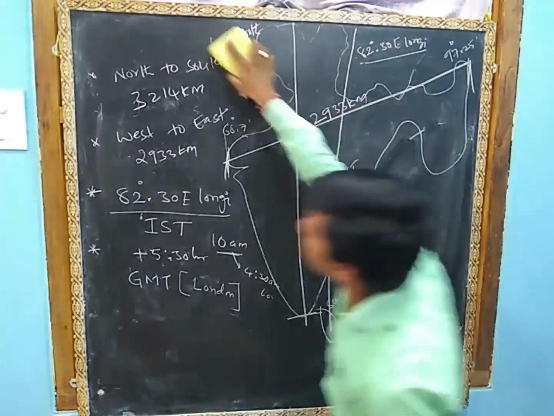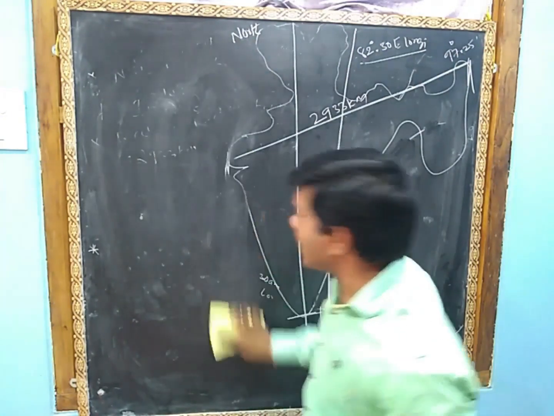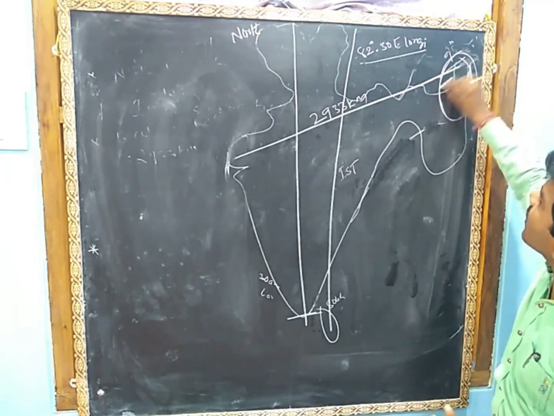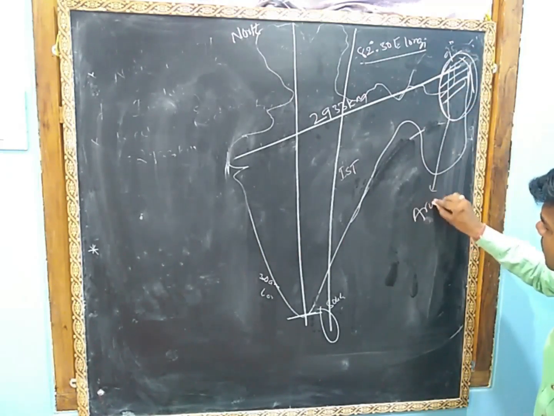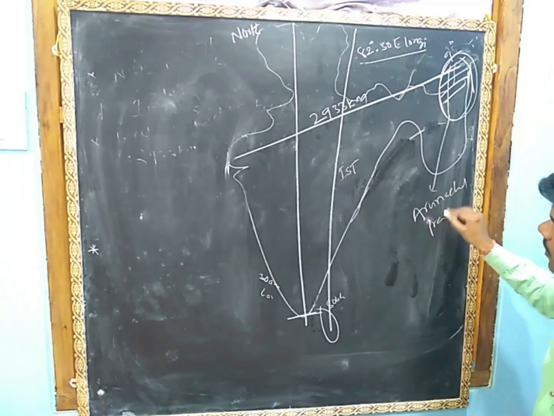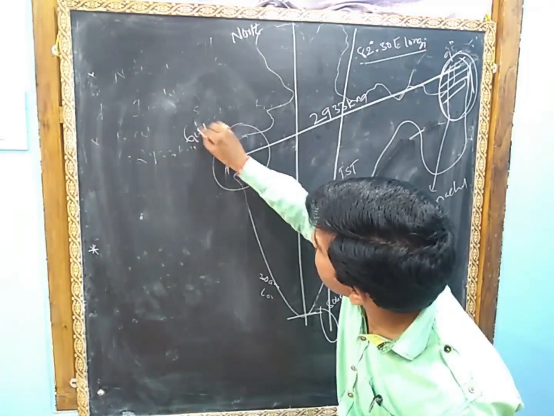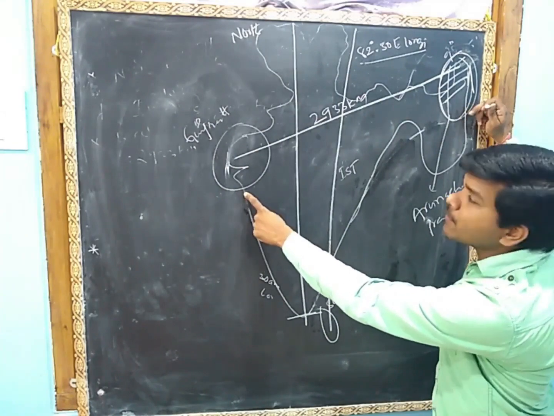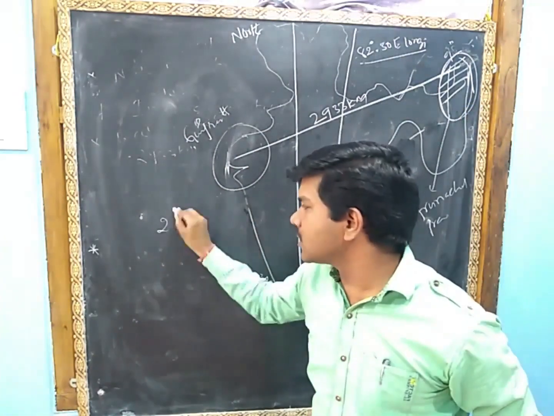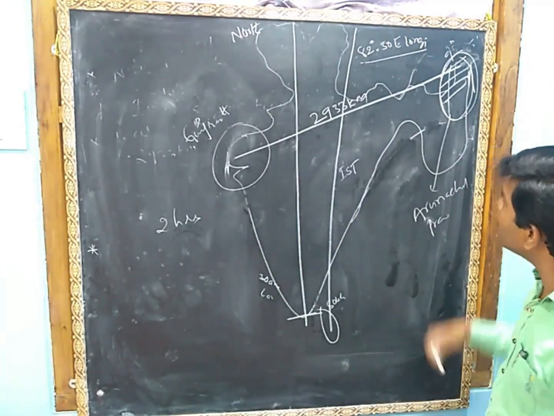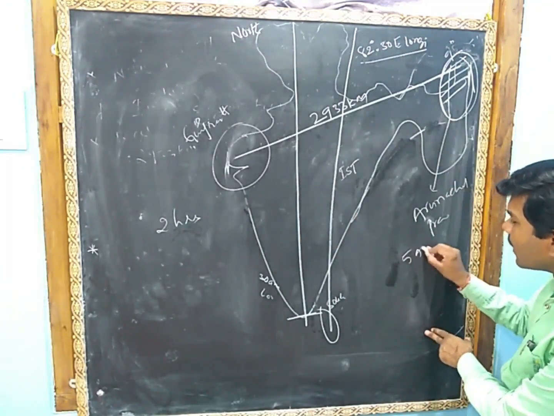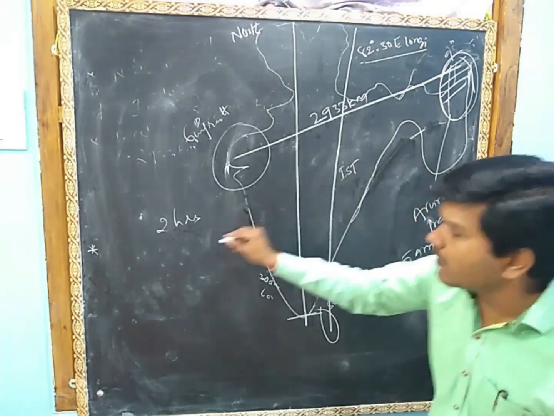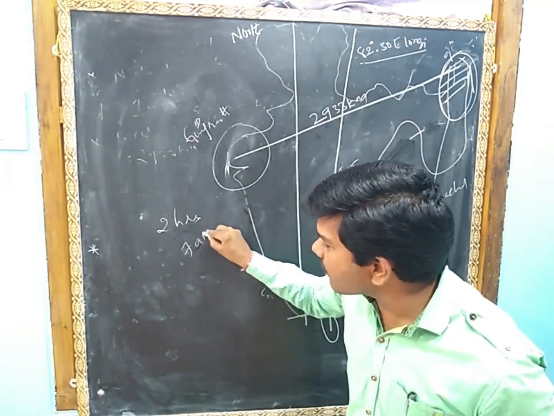One more important thing is the time difference. Here this is Arunachal Pradesh, I am writing here Arunachal Pradesh, and this is Gujarat. The time difference between these two places is 2 hours. For example, when it is 5 a.m. in the morning in Gujarat, here it will be 7 a.m.